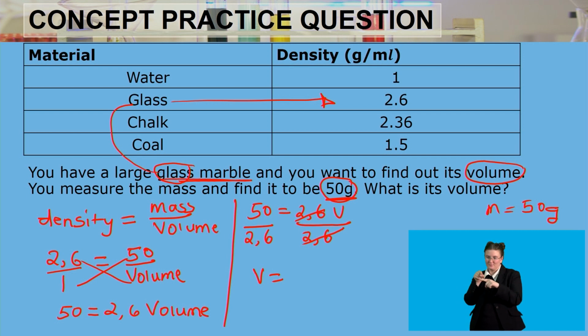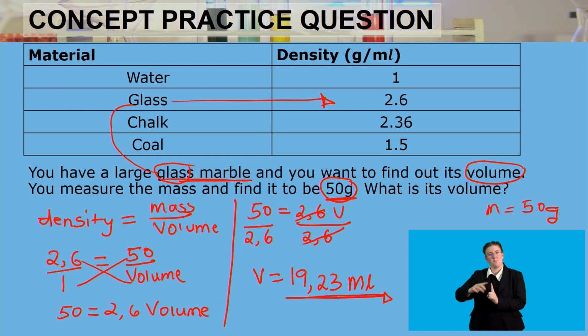So we can press our calculator to see what that is going to be. When you say 50 divided by 2.6, we get an answer of 19.23. If we're rounding it off to 2 decimal places, we get an answer of 19.23 milliliters, because we're looking for volume. It's in milliliters. So that's our volume for the glass marble. Next question.